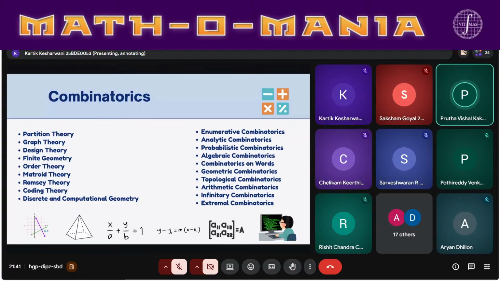Arithmetic combinatorics studies combinatorial properties of numbers. Fourier analysis is central for understanding additive structures, patterns, and distributions in number sets.